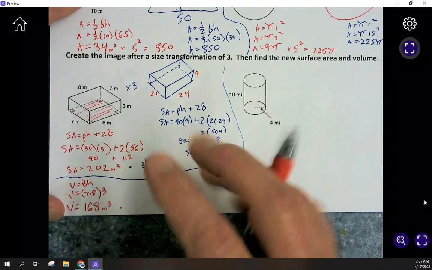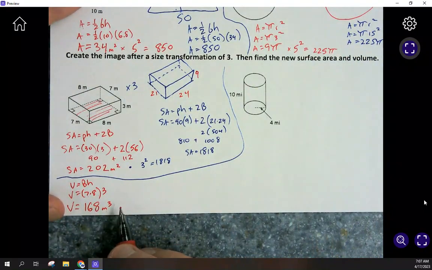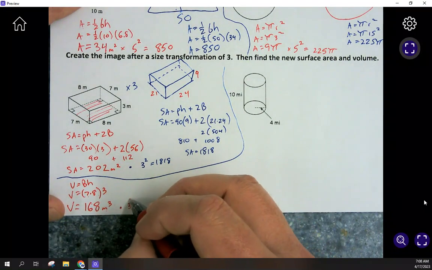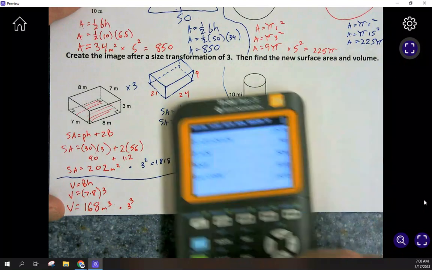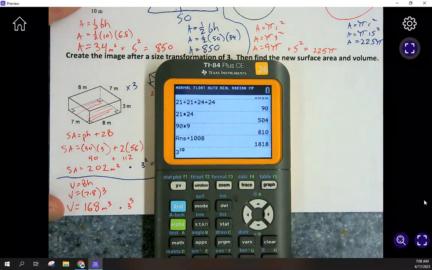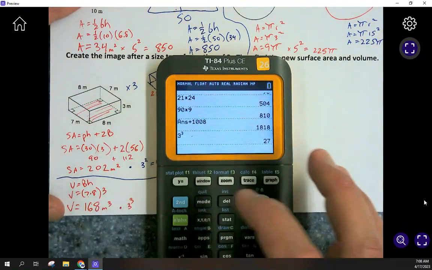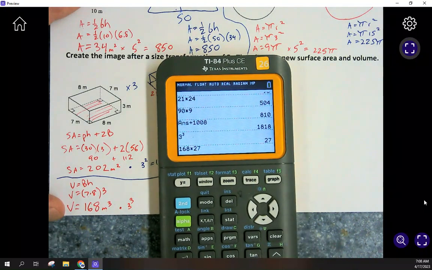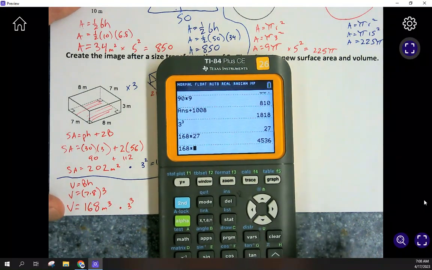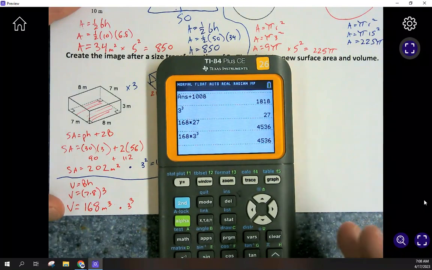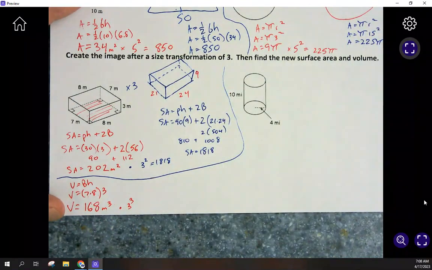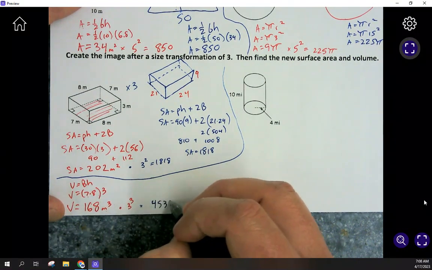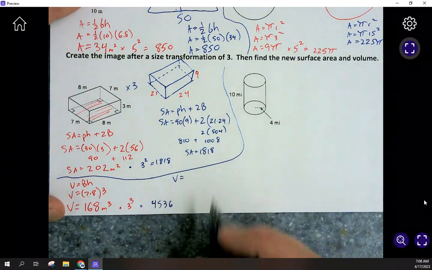So according to our theorem up here, this will increase by our scale factor to the third power. So 3 to the third power. That's how many times bigger the volume should be. 3 to the third is 27. So it should be 27 times bigger. 168 times 27. And you could always do 168 times 3 raised to the third. Same answer. We should get 4536. So let's try it.